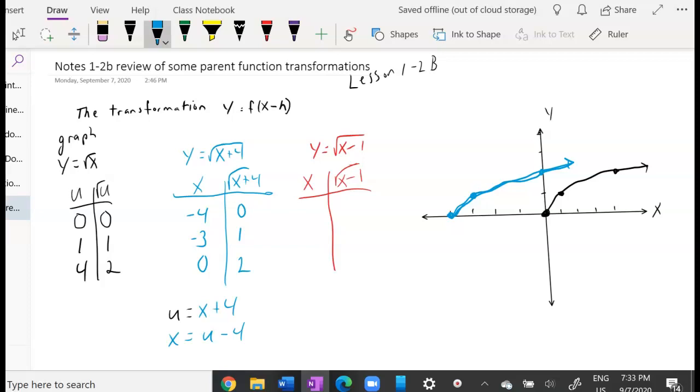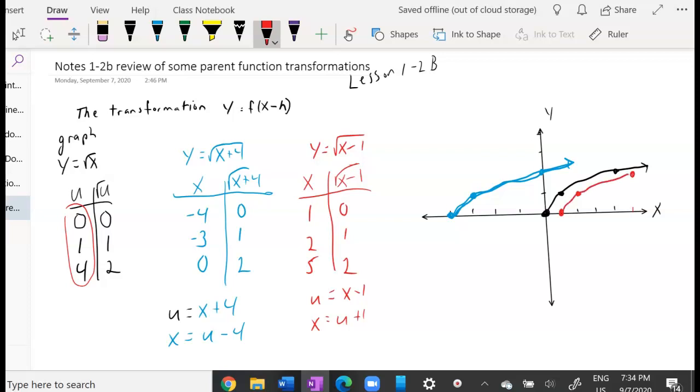Okay, let's do the same thing with our last graph, y equals square root of x minus 1. So this time we're going to let u equal x minus 1, which means that x is equal to u plus 1. So we're going to take all of the u's in here and add 1. So 0 plus 1 is 1, 1 plus 1 is 2, 4 plus 1 is 5, and again nothing happens to the y values, so they're still 0, 1, and 2. We can plot these points 1, 0, 2, 1, and 5, 2.